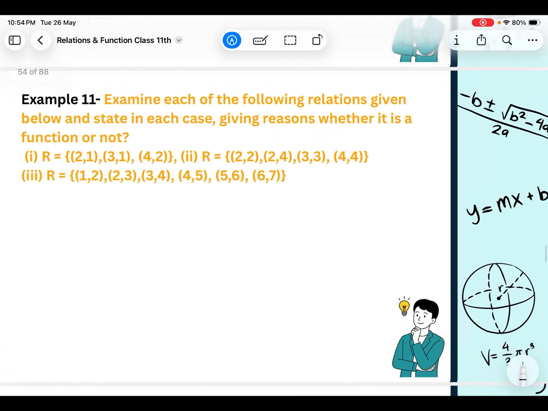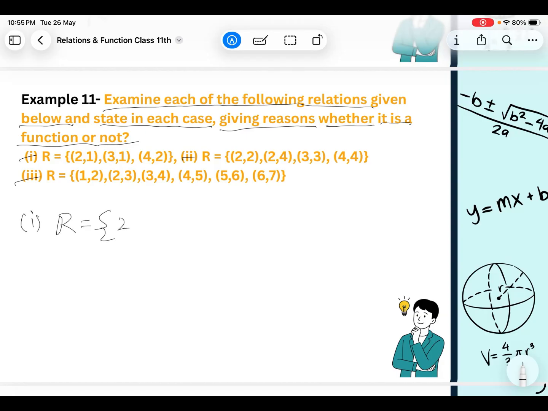Now example 11: examine each of the following relations given below, and state in each case, giving reason, whether it is a function. We got a chance to judge someone. The first candidate is R equals {(2,1), (3,1), (4,2)}. Look, I am very weak in math.